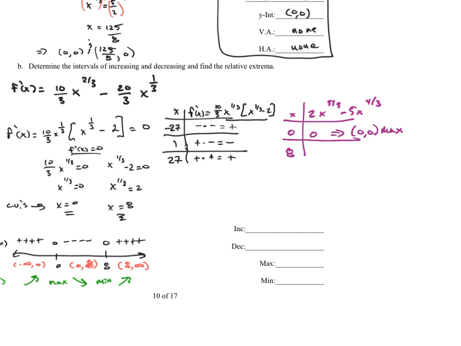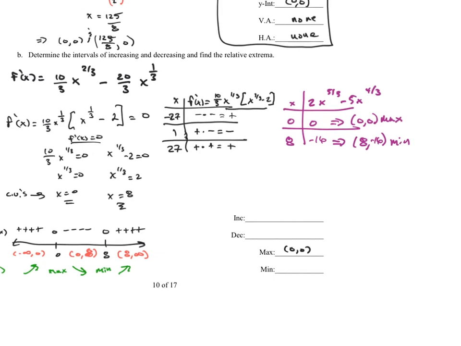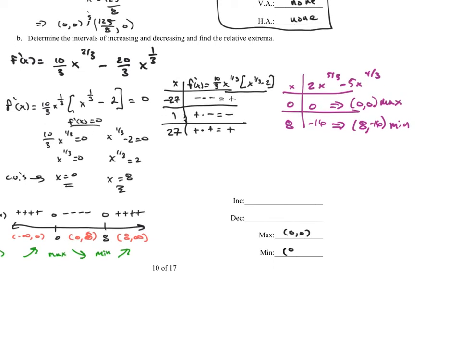So if I plug in 8, please plug that into your calculator now. Whatever the y value is, I know that's going to be a minimum. So I'm going to plug this into my calculator real quick. When I plugged in 8, I got a value of negative 16. So (8, negative 16) has to be a minimum. So let me put down that maximum and minimum while I'm looking here. The maximum is at the point (0, 0), and that minimum is at the point (8, negative 16).